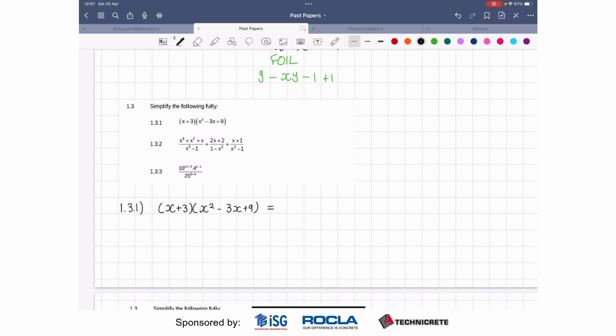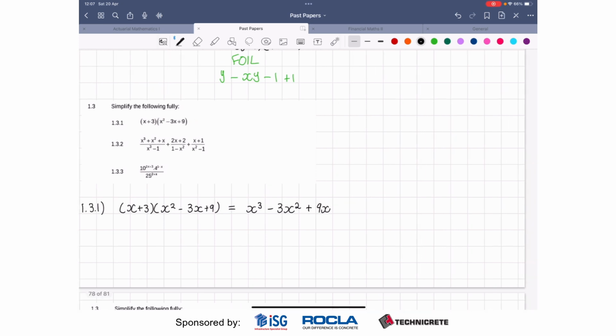So first, multiplying x by everything in the second bracket, I have x times x squared is x cubed, and then x times minus 3x is minus 3x squared, and x times 9 is plus 9x. And now multiplying 3 by everything in the second bracket. So for the first one, I have 3 times x squared, which is 3x squared. And then for the next term, I've got 3 times negative 3x, which is negative 9x. And then for the last one, I've got 3 times 9, which is positive 27.